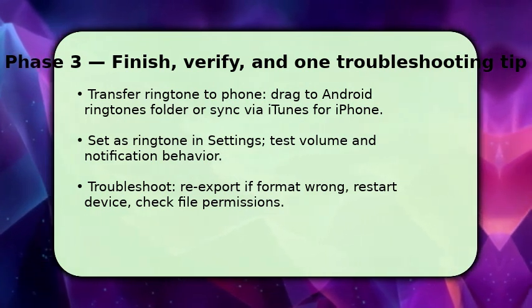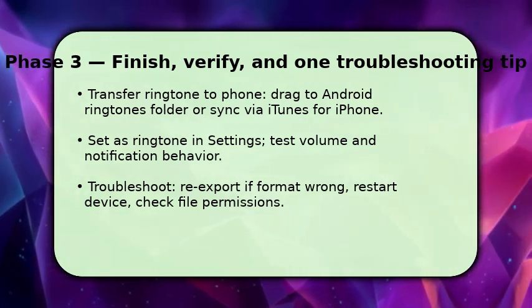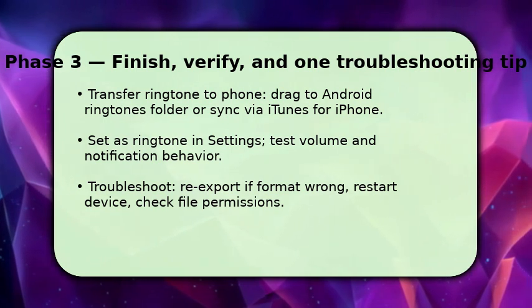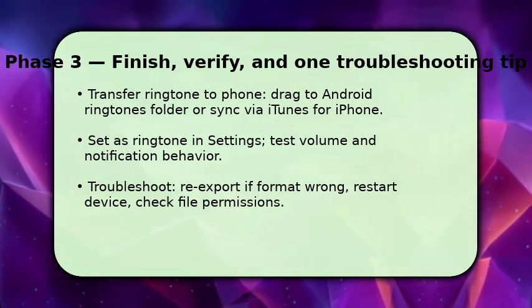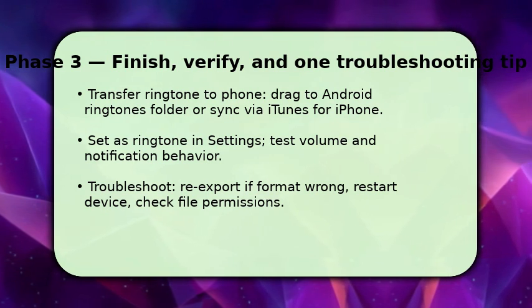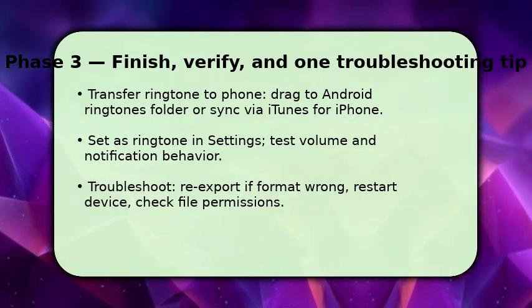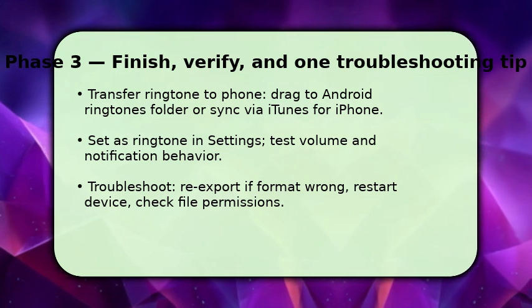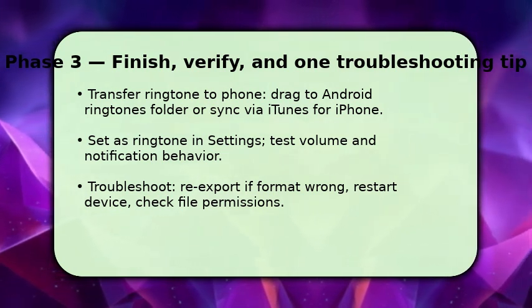Then open Settings, assign the new tone to your phone or specific contacts, and test with an incoming call to confirm timing and volume. If it doesn't appear, restart your device and rescan media. Troubleshooting tip: if the tone won't play, reconvert with a different encoder and recheck file permissions.